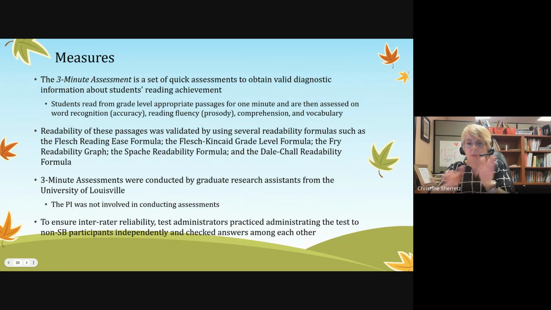So the kids had that DRA in May at the end of the year. Then they had summer boost and they had the DRA when they started school again in August. Then we also administered some other assessments. We did what we call a 3-minute assessment, a quick assessment, which we checked their fluency. We looked at word recognition, comprehension, and vocabulary.